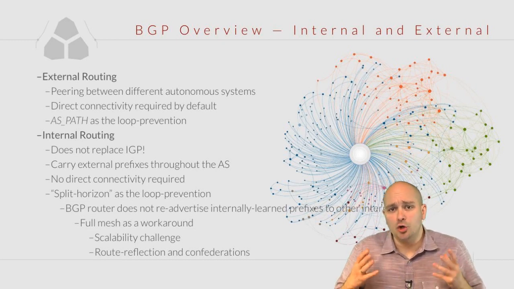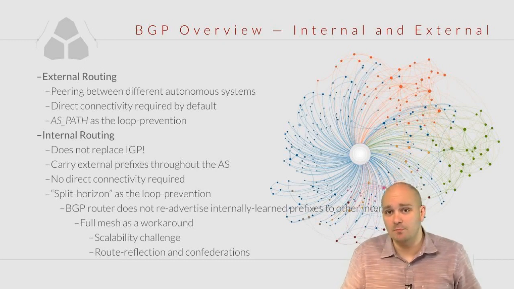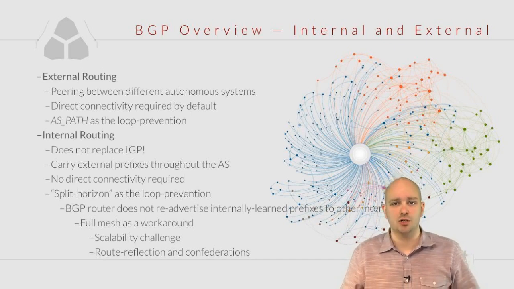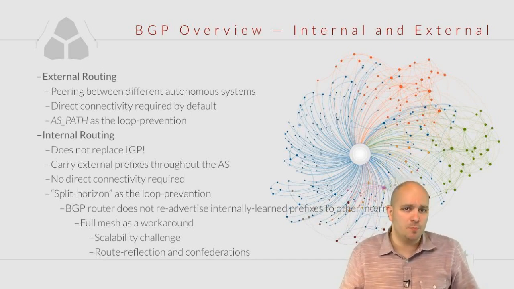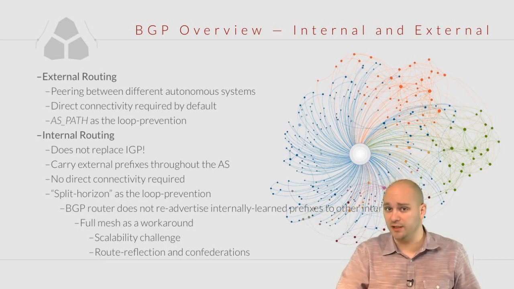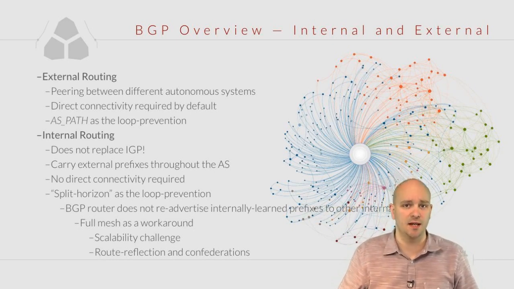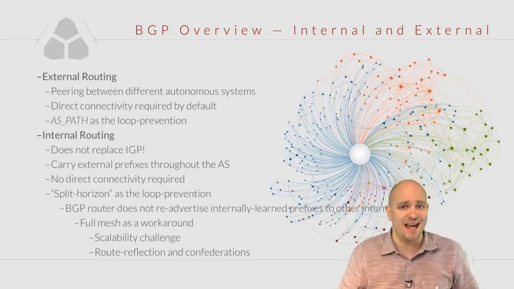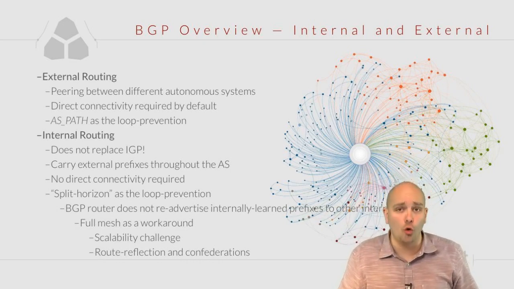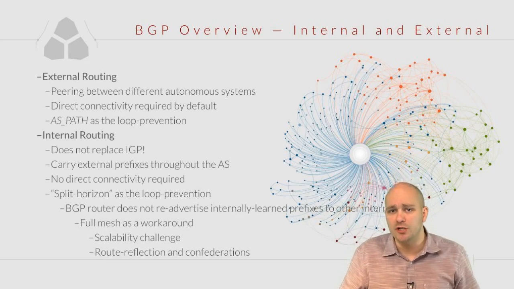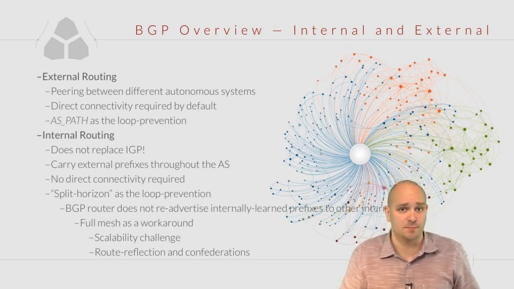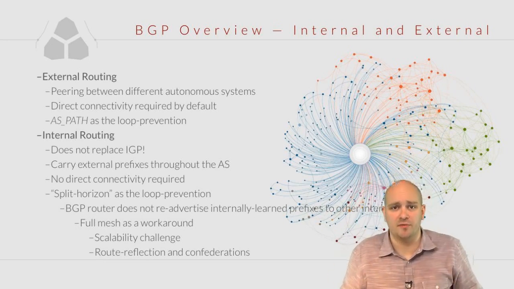Now, the major loop prevention mechanism in BGP when we are dealing with the external session is a BGP attribute, and I'm going to talk in more detail about BGP attributes in just a minute, the attribute called the AS path. The AS path is the ordered list of all autonomous systems in which the prefix advertised has been into. So how does this loop prevention work?